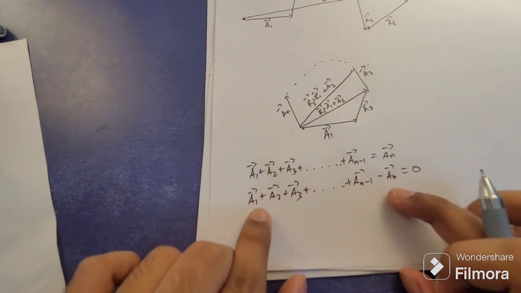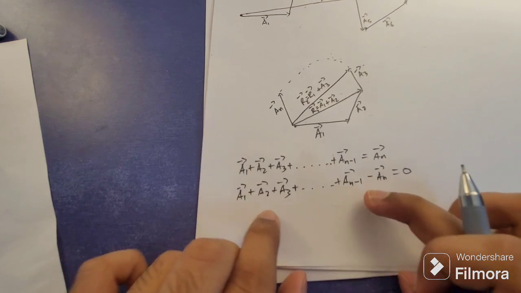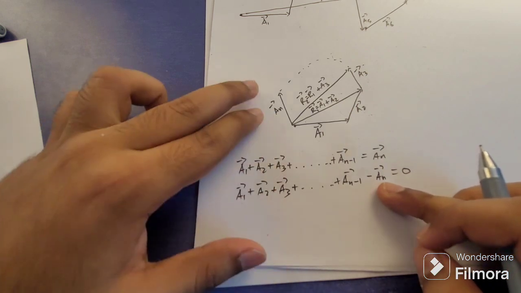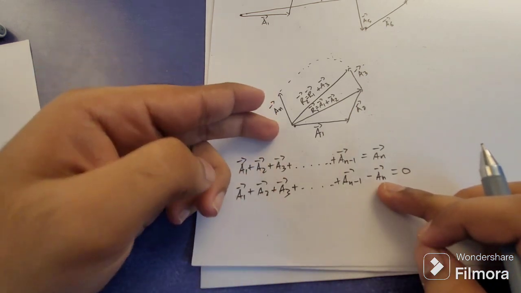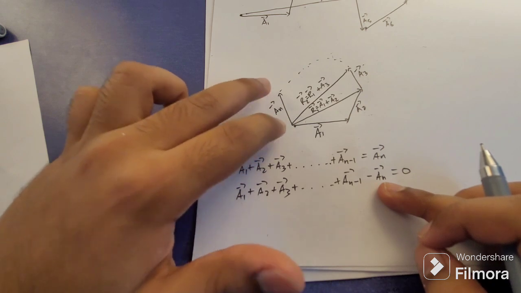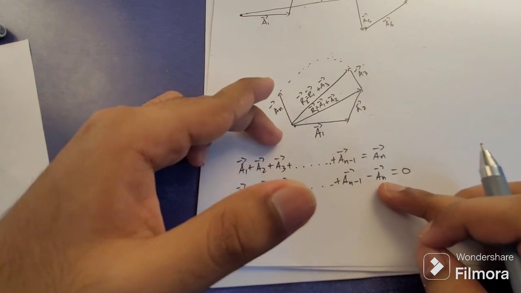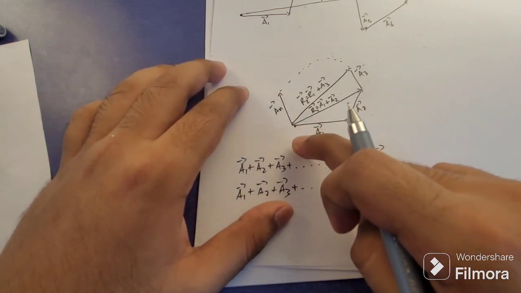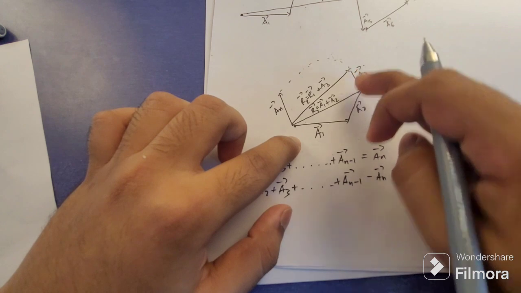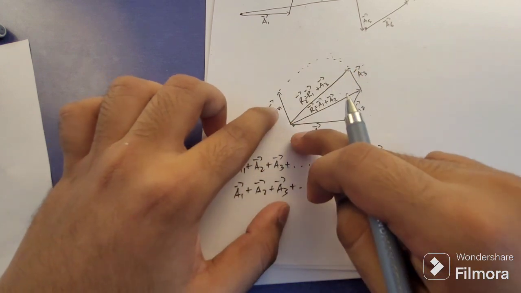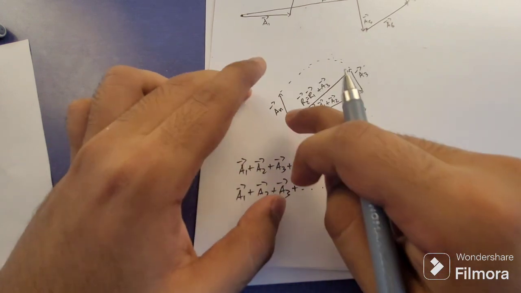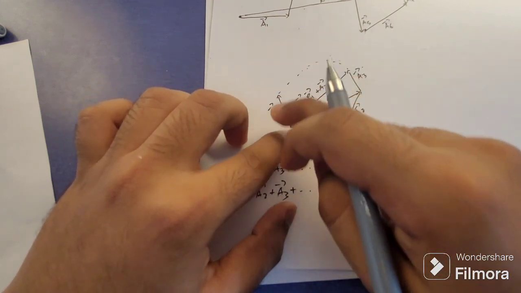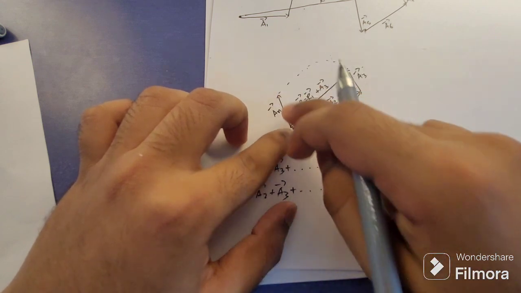Now let us try to interpret this result. So in this second equation, we have minus an vector, which would simply mean flipping the an vector, keeping its magnitude or the length same, but just flipping its direction. So if we flip the direction of an vector, it will be same as the direction of other vectors which were opposite to the direction of an vector. So an vector, if we flip it, it will then follow the direction of other vectors. So then if we go around the sides of the polygon, it will just form a closed loop.